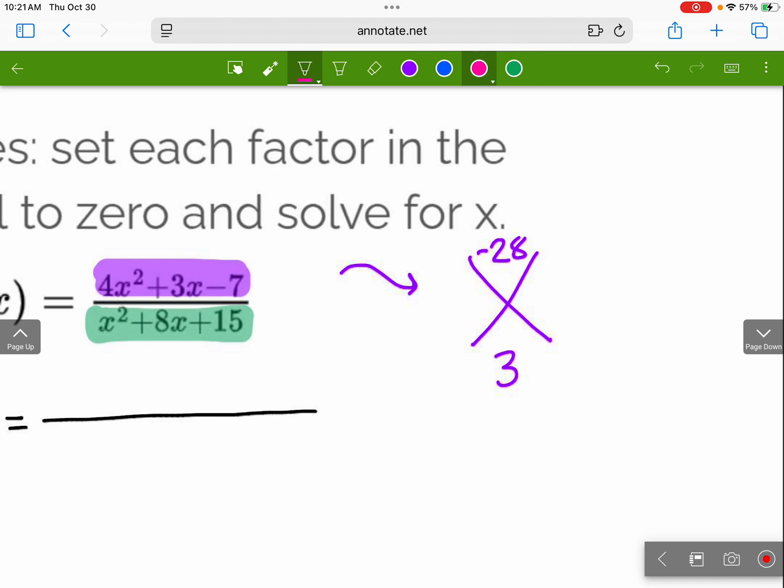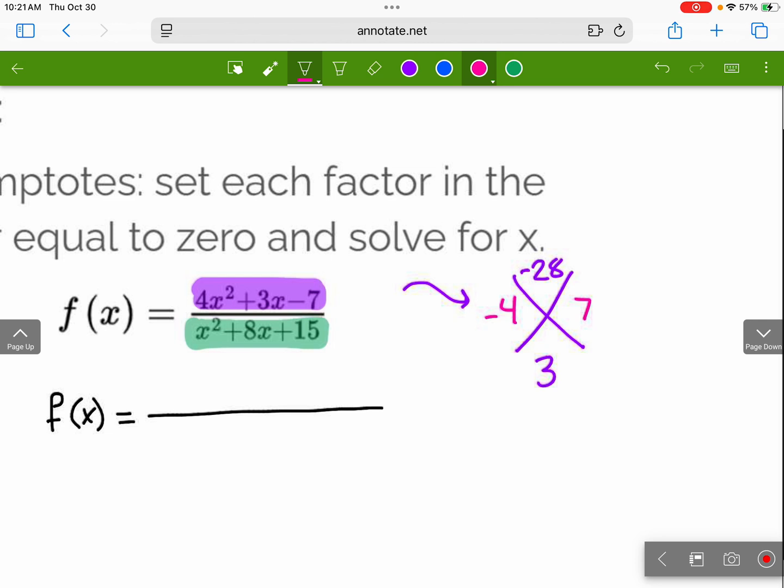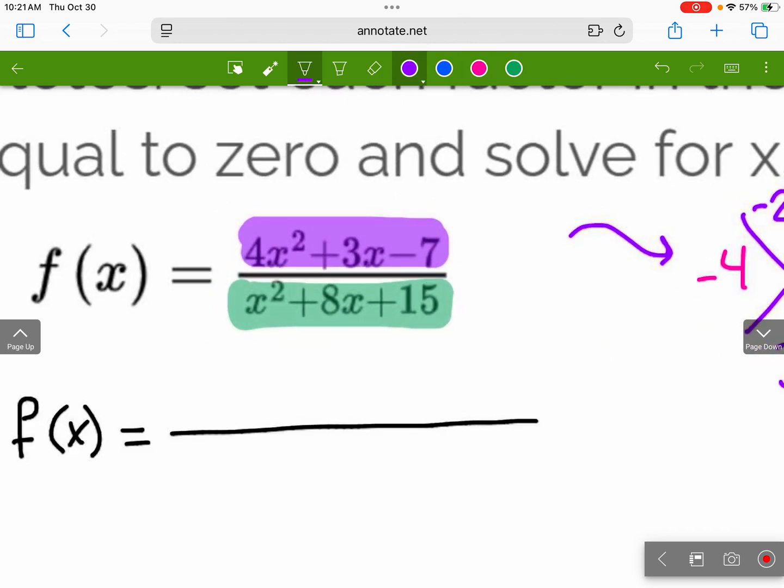So we are using a -4 and a +7 to get numbers that multiply to make -28 and add to make 3. You just got to be careful whether you're using split the middle, bottoms up, whatever technique you use to get our factors, because what is the factored form of our numerator? x minus 1 and 4x plus 7.